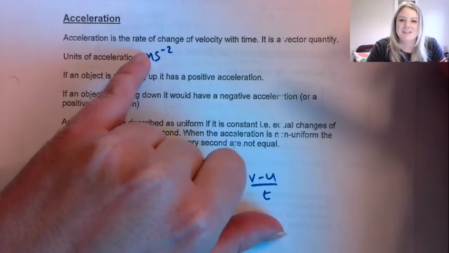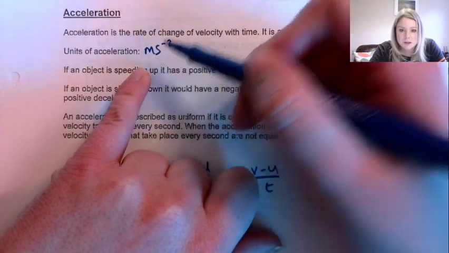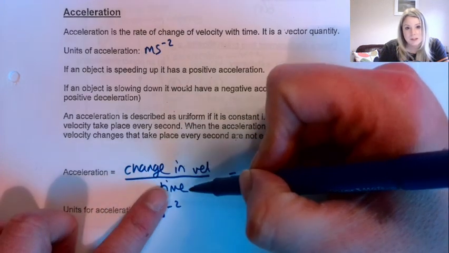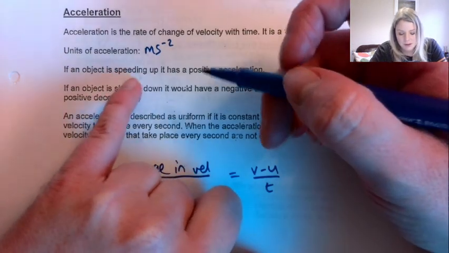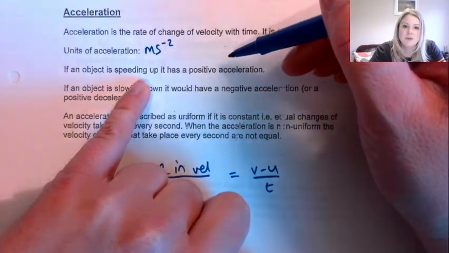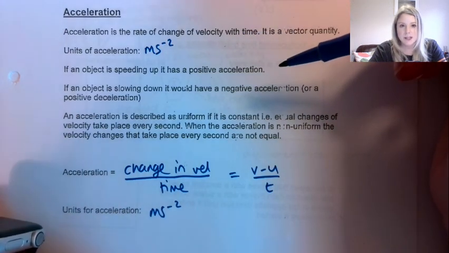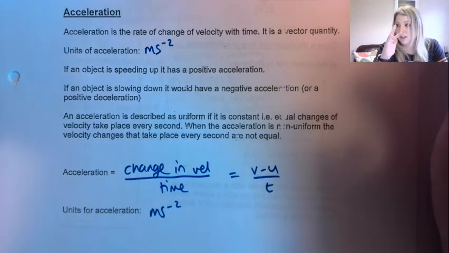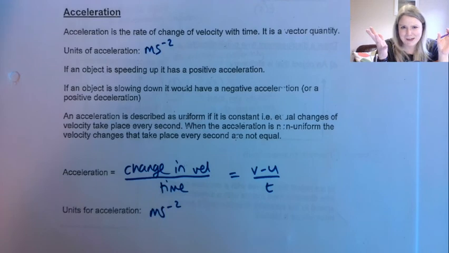Okay, so acceleration is the rate of change of velocity with time, and it is a vector quantity. Units are meters per second squared, because if you're dividing a speed or a velocity, which is meters per second, by time in seconds, it simplifies to that. Now, just be careful: if something's speeding up, then it'll have a positive acceleration. If it's slowing down, it'll have a negative acceleration, but that will be stated as a positive deceleration. So just be careful with questions, whether they're asking for acceleration or deceleration, and give the right sign for that.